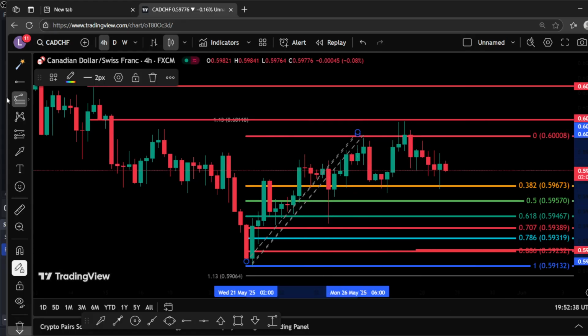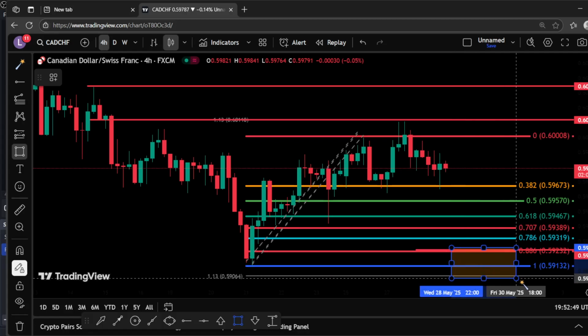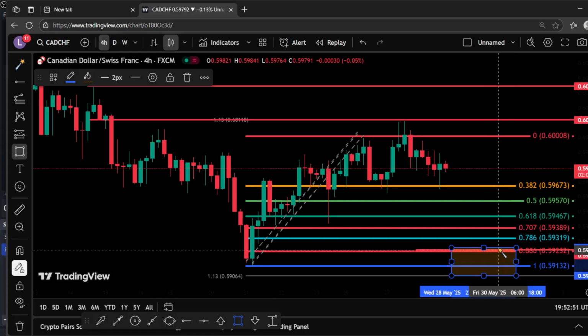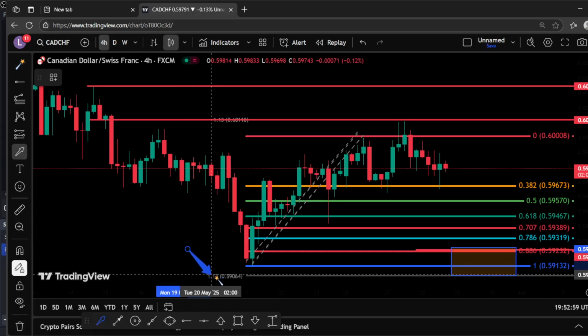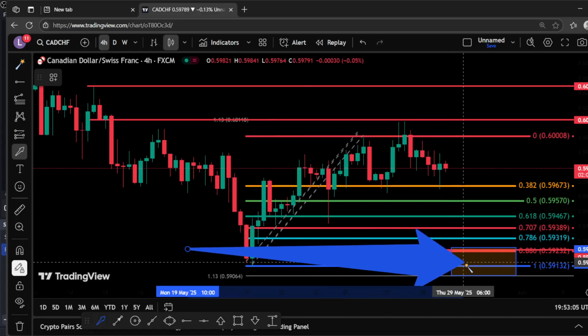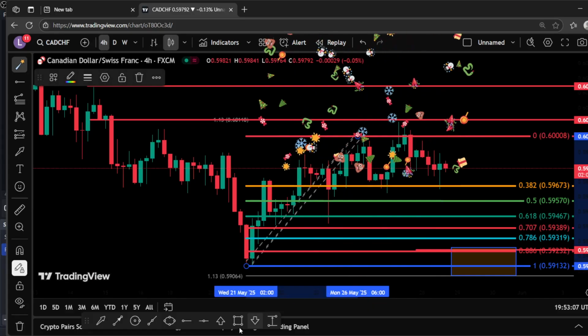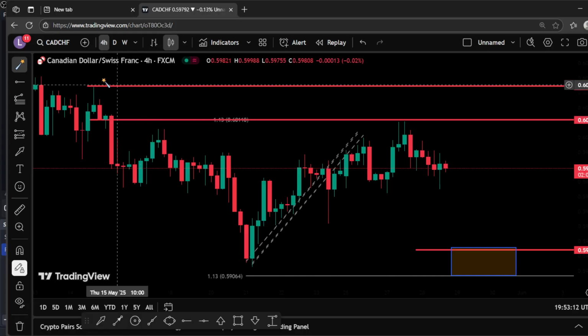Yeah, so I'll be looking to go long between the 0.886 and the 1.13, which is this 1.13. So 1.13 is the extension of this high to this low. Yeah, so these are the areas that I'll be looking to go long.